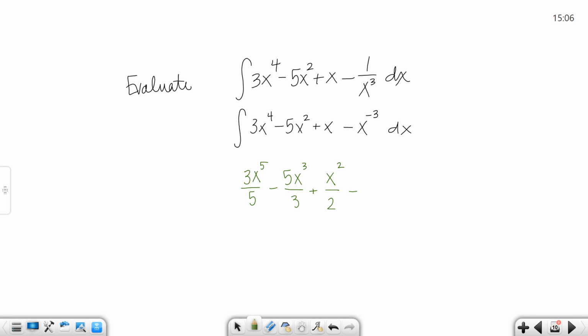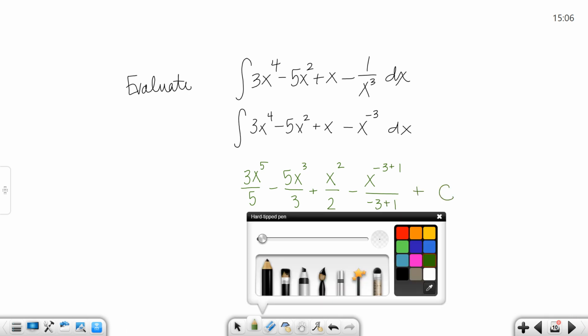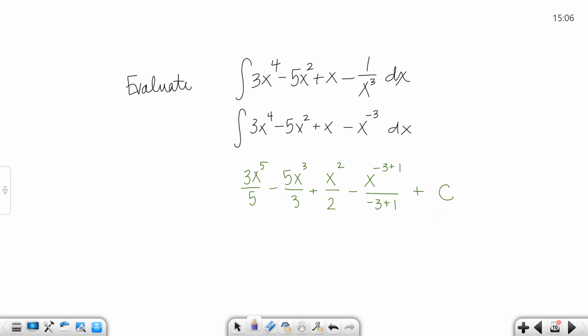Add 1, add 1, add 1, that's what we're doing. Now this is where it gets a little tricky. I've got my negative x there, and I'm going to add 1. And I'm going to add 1 on the bottom. You'll say that wasn't so bad. So now we have to put it all together though. So we have 3x to the 5th over 5. That one's fine. 5x to the 3rd over 3. X to the 2nd over 2. Now here we go. Negative 3 plus 1 is a negative 2. In the bottom, you'd also have a negative 2.